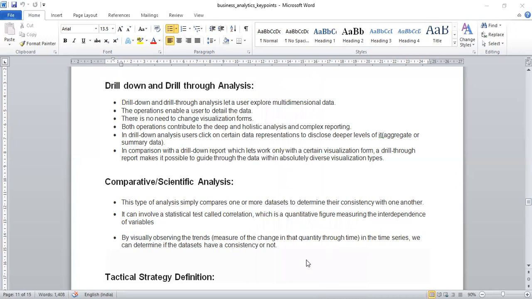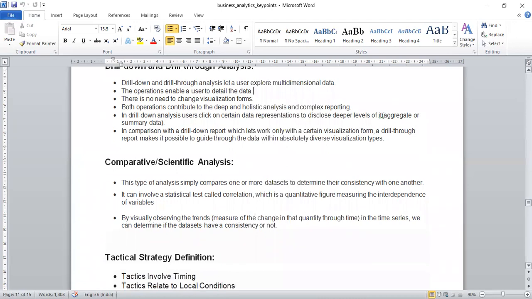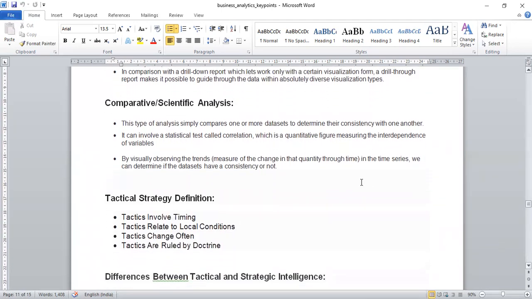Now come to comparative and scientific analysis. This type of analysis simply compares one or more data sets to determine their consistency with one another. It can involve a statistical test called correlation, which is a quantitative figure measuring the interdependence of variables, by visually observing the trends, that is, measuring the change in that quantity through time. In the time series, we can determine if the data sets have consistency or not.